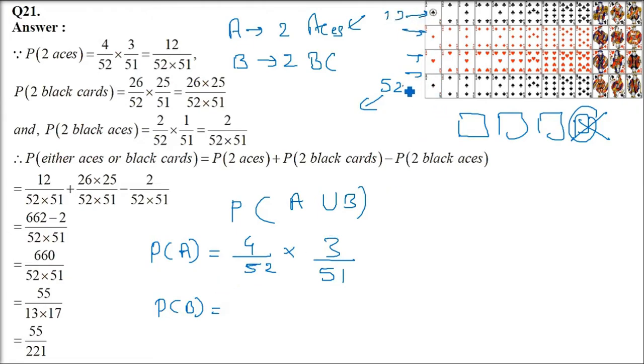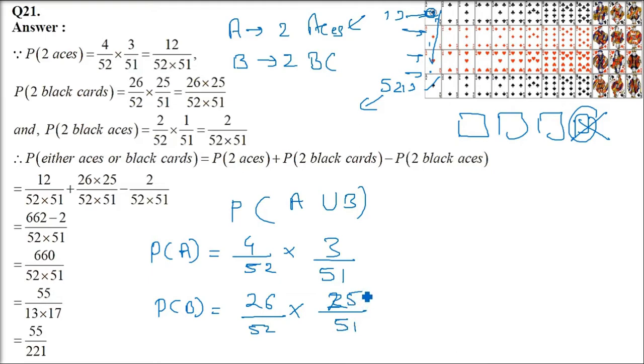See, PB will be more clear. Now black cards are how many? 26 black cards are there. You can pick the one card, 26 divided by 52. But you have already taken one black card now. So there are 51 cards remaining. So how many black cards are remaining? 25. Because one you have already picked up. This is without replacement. The question is saying without replacement, but it is not being clearly mentioned. So assume it to be without replacement. This is PA, PB.